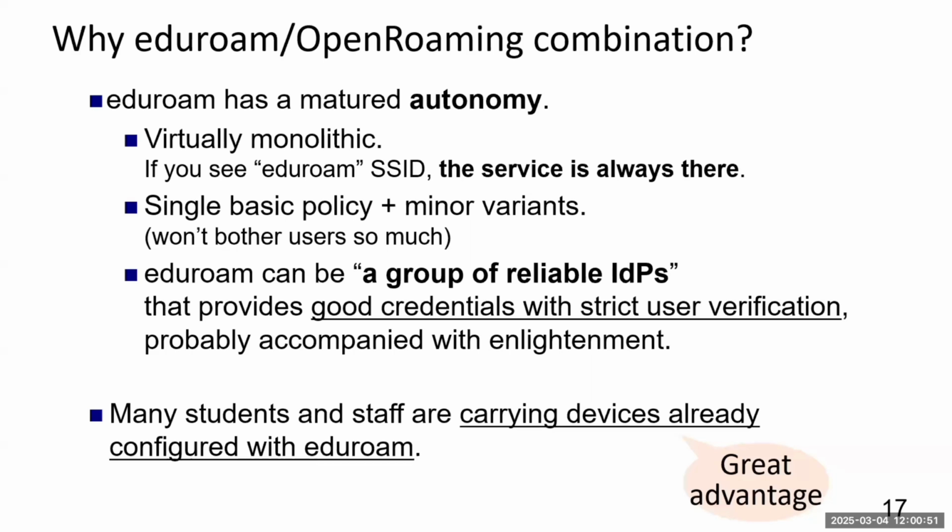And the combination of Eduroam and OpenRoaming worked quite well. Eduroam has a matured autonomy and is virtually monolithic. If you see the Eduroam SSID, you're supposed to be able to join the network. But this is not true on OpenRoaming. OpenRoaming is a bit colorful, so some access points may accept you, but others may not accept you. It's up to the operator. This won't provide a good user experience, but unfortunately, this is the current compromise. And many students and staff are already carrying devices configured with Eduroam. So even if you didn't prepare, your device is automatically connected to Eduroam on our Cityroam access points.